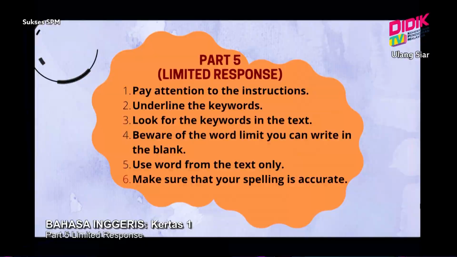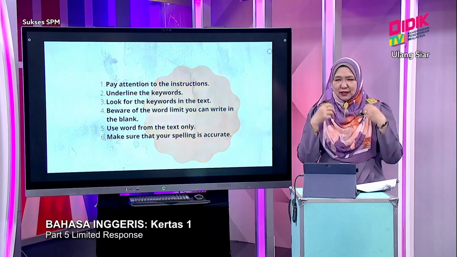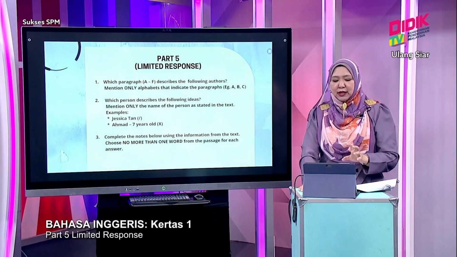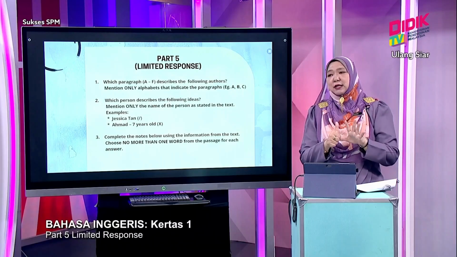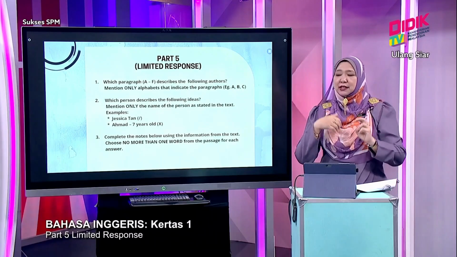Now, let me give you an example. For the first task, the instruction is: which paragraph, A to F, describes the following authors. So when you answer, mention only the alphabets that indicate the paragraph. For example, you have A, you have B, until F. Six persons there, so we have A until F.